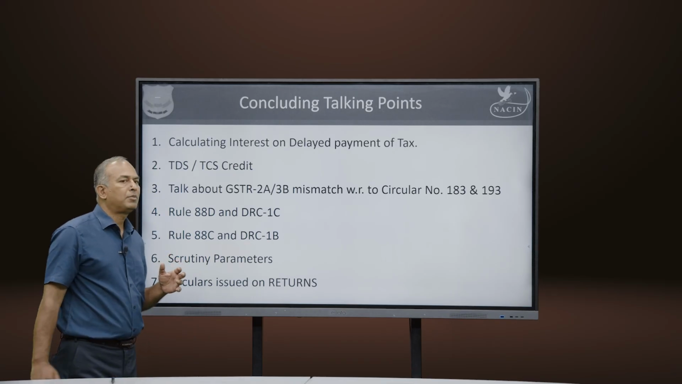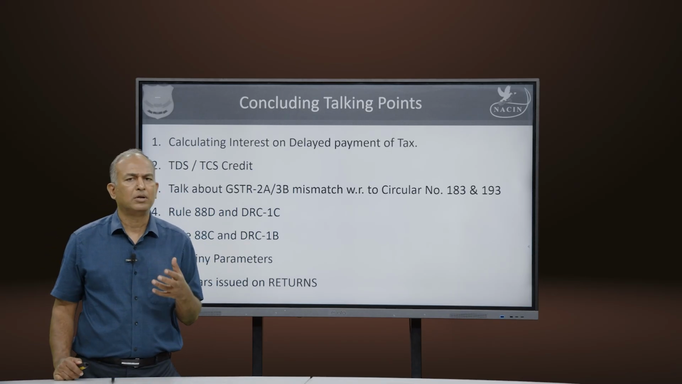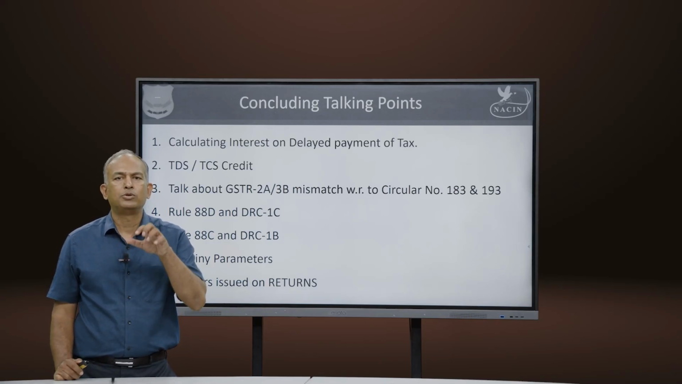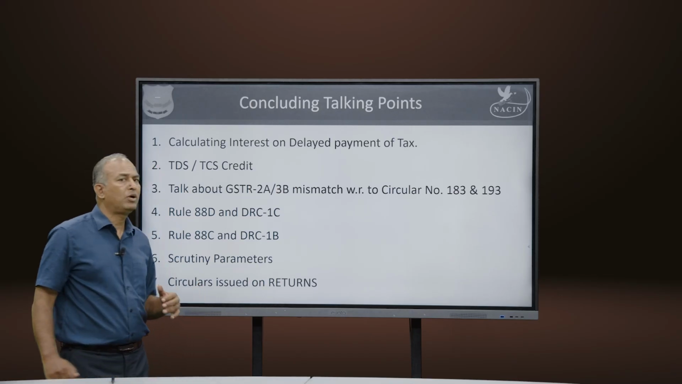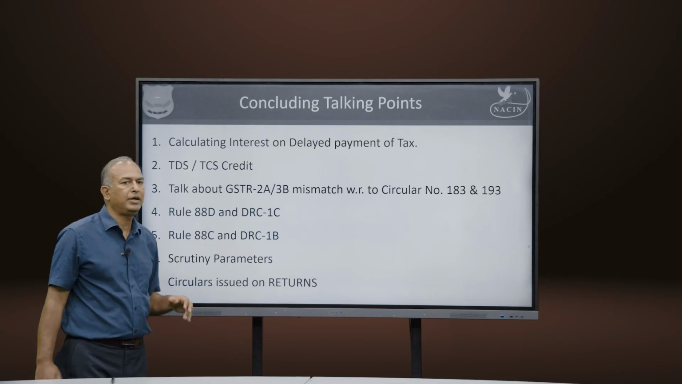Now, there are a couple of circulars. The GSTR 2A, 3B mismatch has been a very contentious issue all along, and a lot of effort and work has gone into that. Circulars 183 and 193 put to rest many of those challenges, something that you will keep in mind. DRC 1B and DRC 1C is something that I told you with reference to Rule 88C and 88D.